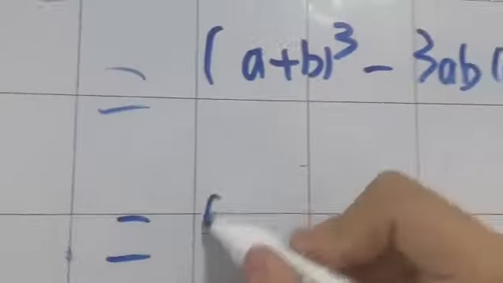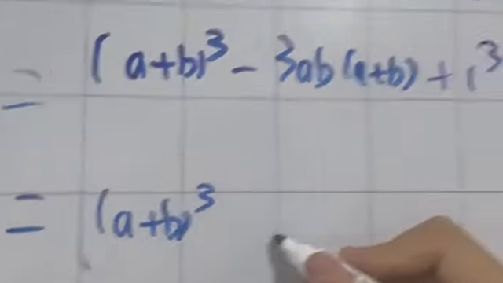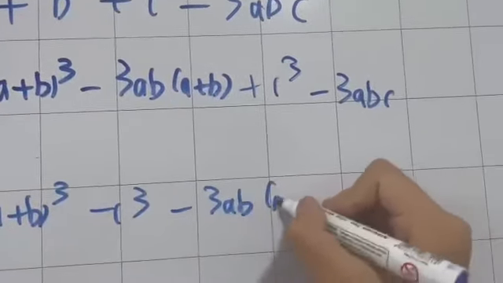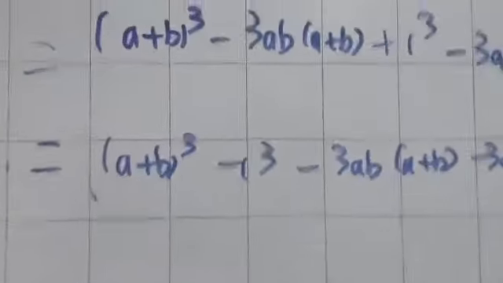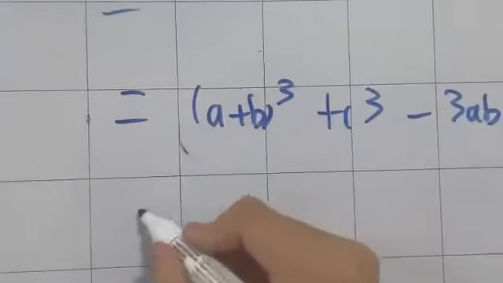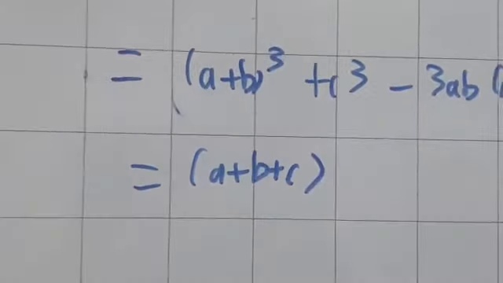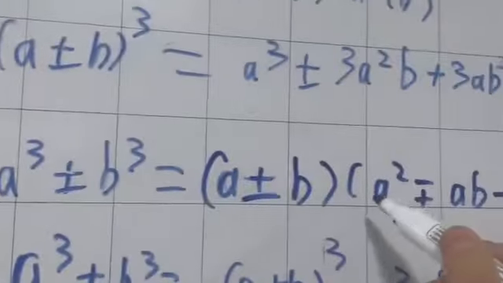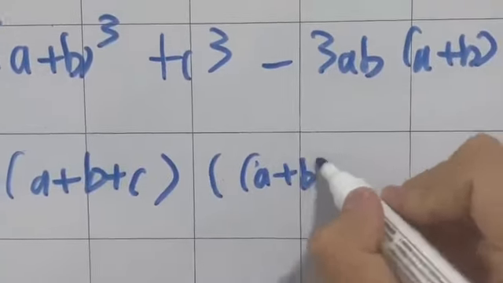So let me just pair it up so it will be easier to see. (a plus b) cubed plus c cubed, and then minus 3ab times (a plus b) minus 3abc. Okay, now let's factorize it just like the formula did. (a plus b) plus c, and now it's a bit tricky, but it's like this: we square (a plus b), so it's (a plus b) squared.